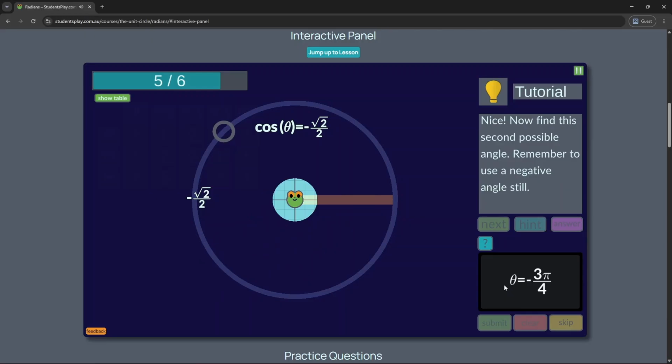Nice, now find this second possible angle. Remember to use a negative angle still. Okay, so pi is in 4 pieces, so like 1, 2, 3, 4 pi on 4, and then 5 pi on 4. And don't forget to use a negative. There we go.